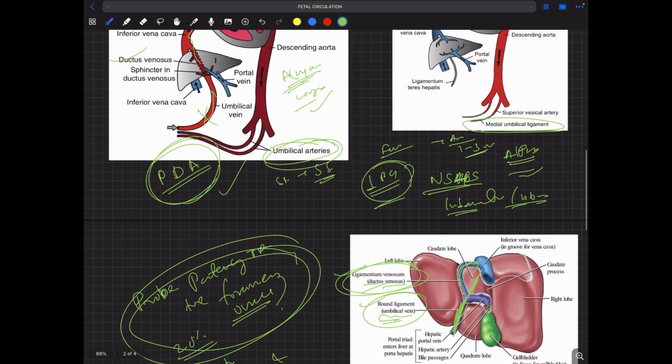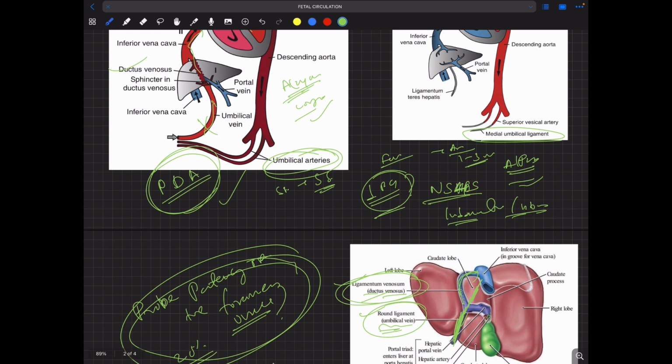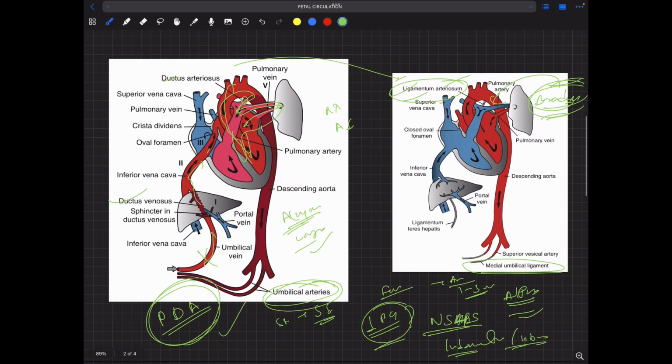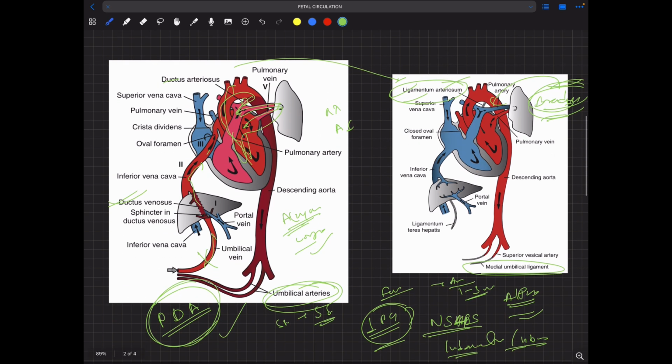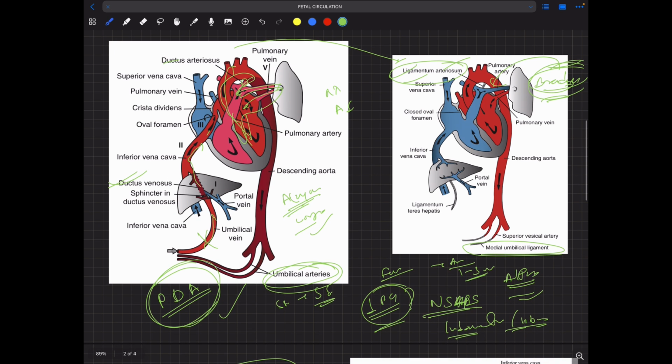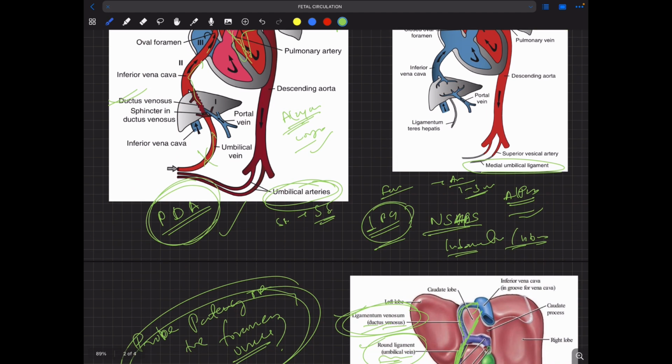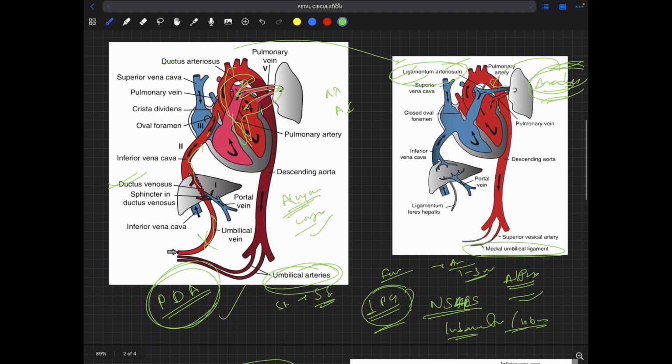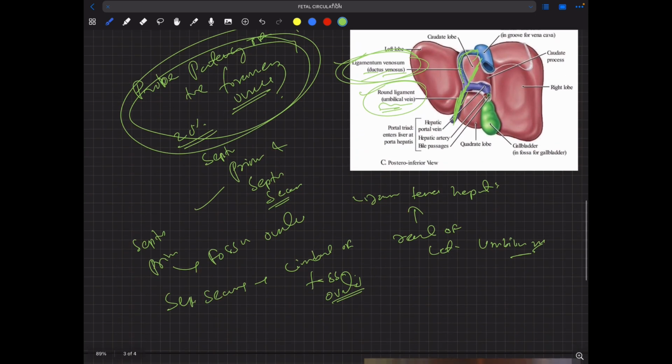For these structures there will be two types of closure: functional closure and anatomical closure. In the case of ductus venosus, the functional closure occurs after the removal of the placenta, obviously, and after 7 days there will be anatomical closure also. In the case of the foramen ovale, right after birth, during the first breath of the child, there will be functional closure, and months to years later there will be anatomical closure. For the ductus arteriosus, 10 to 15 hours after birth is functional closure, and after 1 to 3 months is anatomical closure.